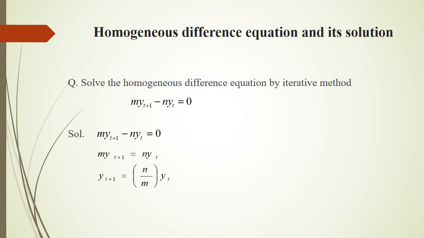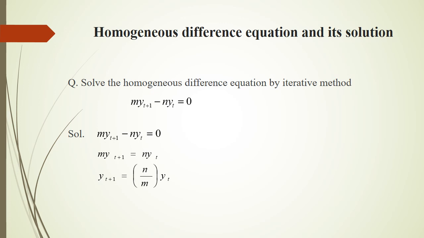Now take a special type of difference equation, that is the homogeneous difference equation and its solution. I hope you have not forgotten the homogeneous differential equation. The same concept is applicable here. Here only the differentials are replaced by differences. You can look at the example m yt plus 1 minus n yt equal to 0. Here we have yt plus 1 and yt in the equation. So the gap is 1. That's why it is a first order difference equation, and the form m yt plus 1 minus n yt equal to 0 is why it is homogeneous.